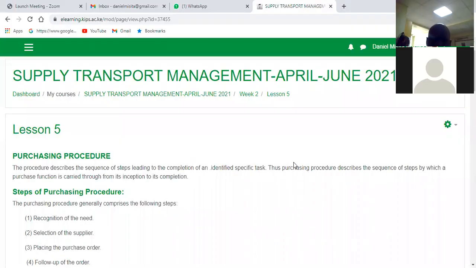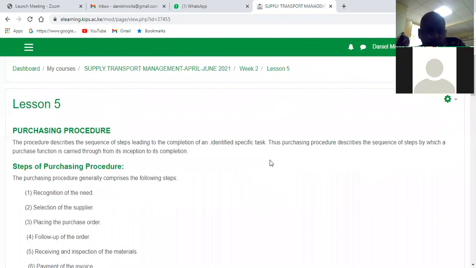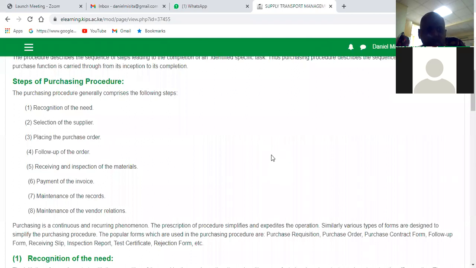So purchasing procedure, as we all know, is a sequence of steps that are linked to identification of specific tasks within the organization. And it starts with the process of inspection up to completion of the process. So the steps are summarized there. The first step is recognition of need. Then you have selection of suppliers, placing the purchase order, follow-up of the order, receiving and inspection of materials, payment of invoices, maintenance of the records, and maintenance of the vendor relations.